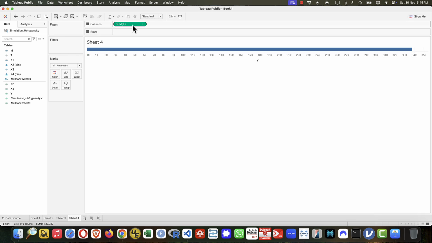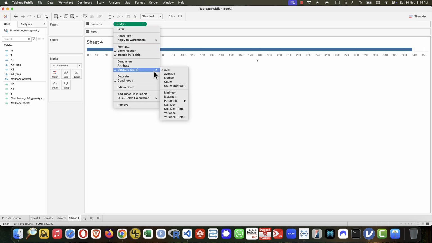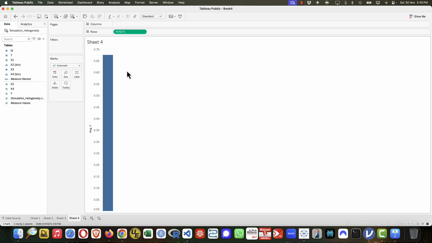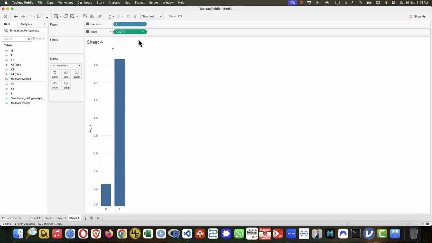The default is sum, but I want to switch to average, to the mean. Okay, let's make it vertical. So the mean for all observations for y is 0.67. Okay, does it change the mean depending on the experiment, depending on the treatment?